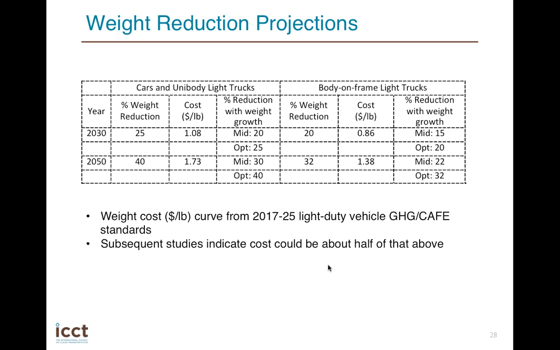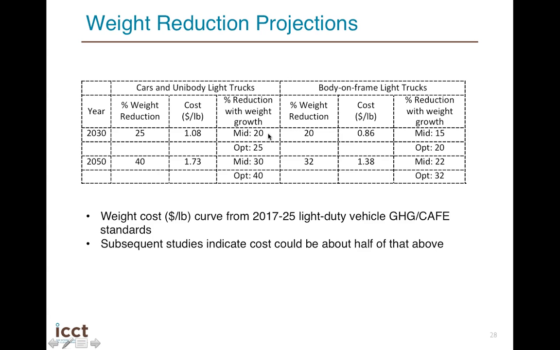Weight reduction. Again, this was done based upon recent papers of the potential of reducing weight from high-strength steel and aluminum primarily, also magnesium. We did not use carbon fiber. Our assessment was that carbon fiber would always be too expensive to be used in mass market vehicles. So even for 2050, it was not used. And so the 2030 for cars and unibody, 25% weight reduction. For 2050, that was up to 40%. 40% is what the studies say you can probably get with an aluminum intensive structure and secondary weight reduction.